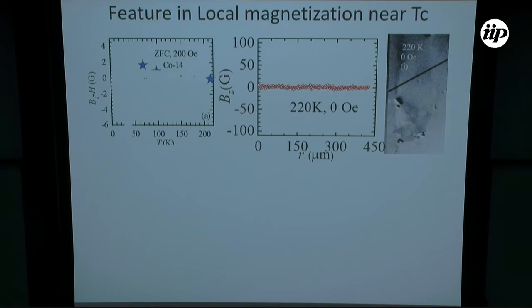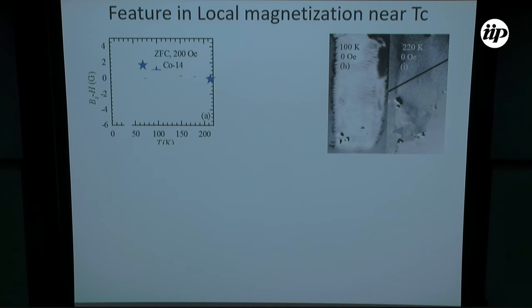But as you start cooling the sample and reduce the temperature, what you find is that suddenly there is a positive magnetization. You can see a strong, bright intensity which develops in the sample.